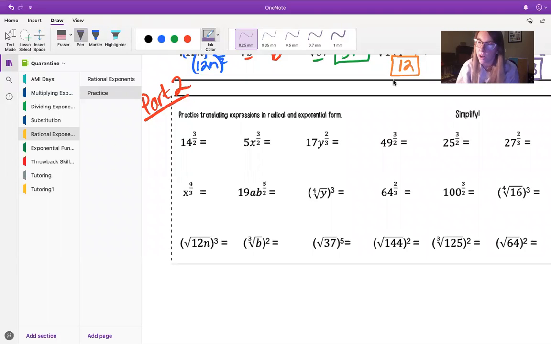All right, here we go. Part 2 for rational exponents. So this part's going to be very similar to the first part. You're just adding one additional step, okay?